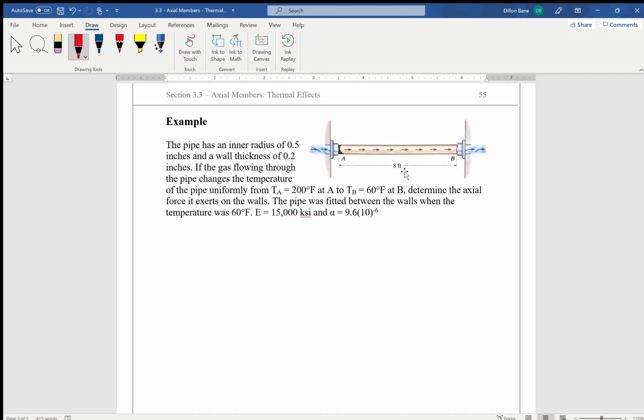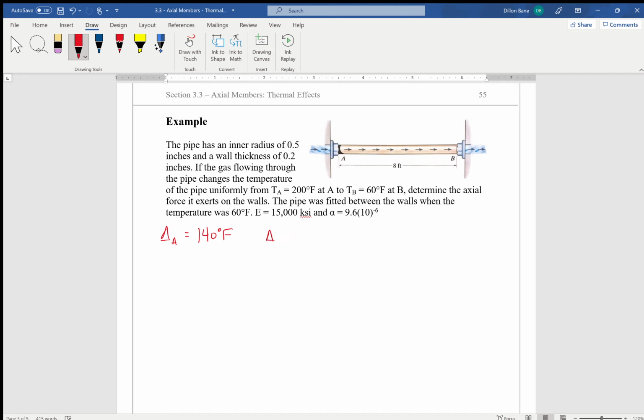Okay? The next sentence is crucial. The pipe was fitted between the walls when the temperature was 60 degrees Fahrenheit. So this pipe was installed at a temperature of 60, but the gas that's flowing through it has made the temperature at point A to be 200 and the temperature at point B to still be 60. So what we need to know then is delta T at A is equal to 140 degrees Fahrenheit. Does that make sense? Point A was originally 60 degrees Fahrenheit, but now point A is 200 degrees Fahrenheit.